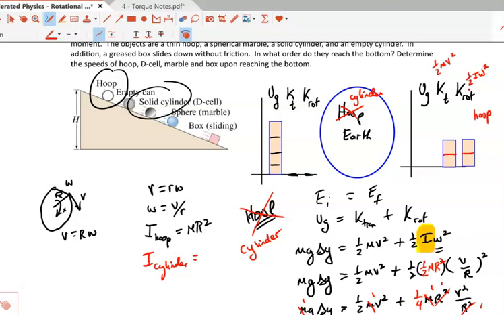You can go through the rest of the problems and do a sphere, do a box. It's interesting when you do the box, by the way. The box will only have potential energy and only translational energy. It won't have any rotational energy because it can't rotate. So hopefully you'll see that the box is the fastest of them all, because it converts entirely its potential energy into translational kinetic energy because it cannot rotate. So it's the one that gets down to the bottom first. Okay, that's it for this example.